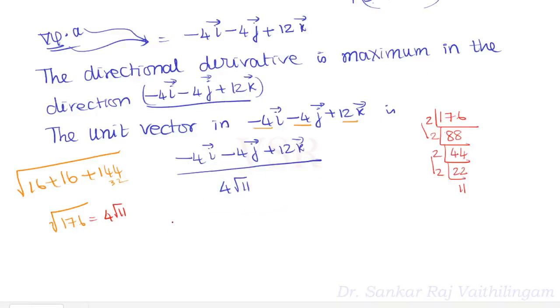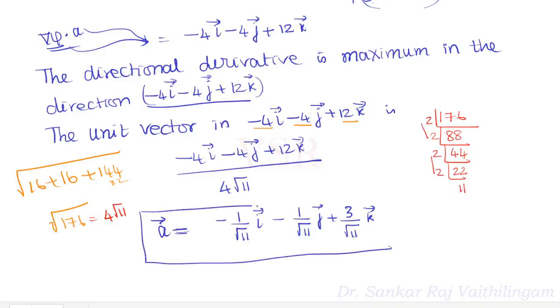Which is equal to, dividing by this 4, -1 by root 11 into i vector. Again the 4 cancels, so -1 by root 11 into j vector. Then 12 and 4, so plus 3 by root 11 into k vector. Okay, so the a vector which is equal to this, this is the unit vector.